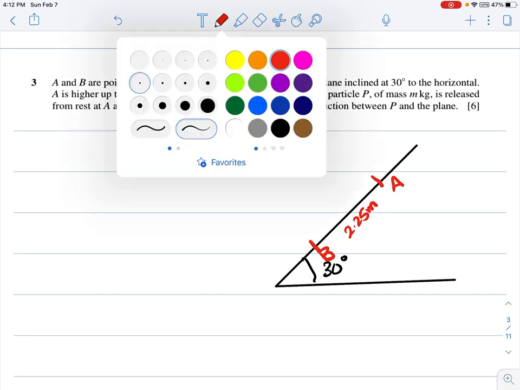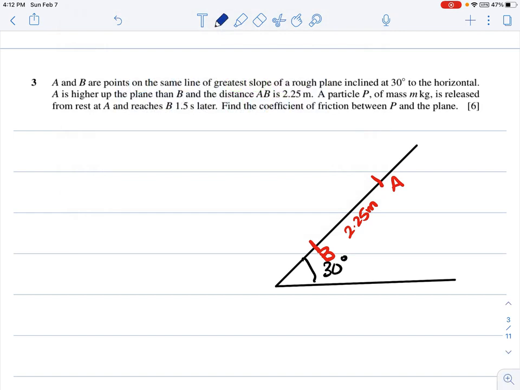So there is a particle of mass m. Let me draw this particle. It is released from rest at A, so the initial velocity u is equal to 0, and it reaches B in 1.5 seconds. So t is equal to 1.5 seconds. Find the coefficient of friction.